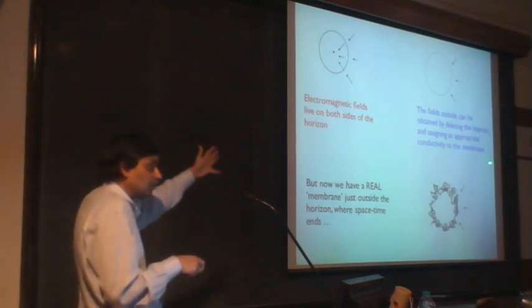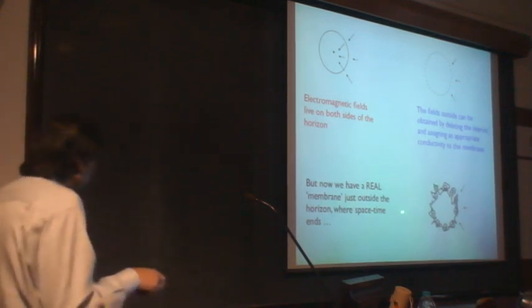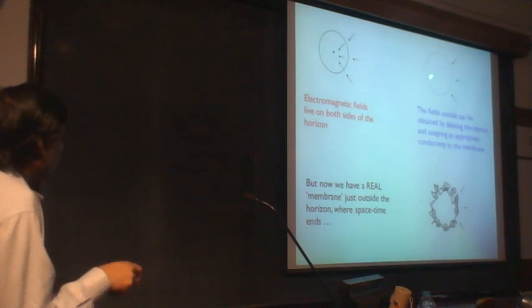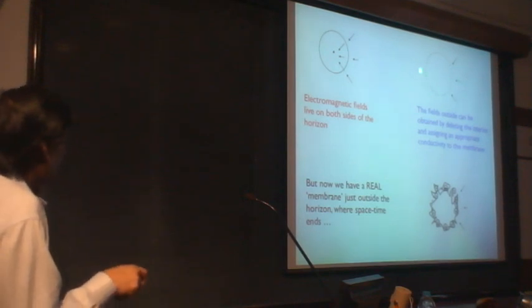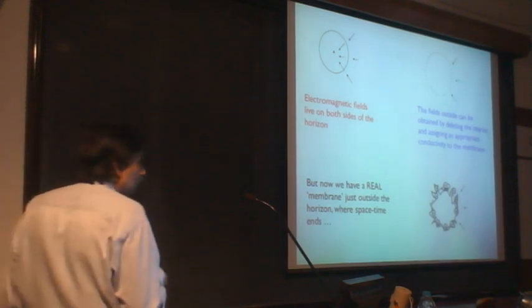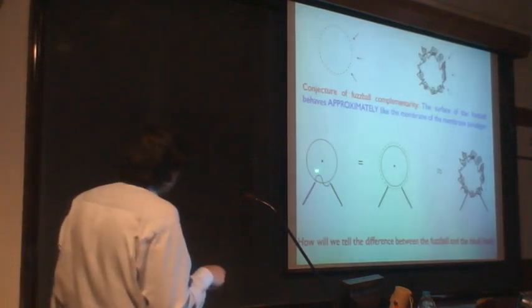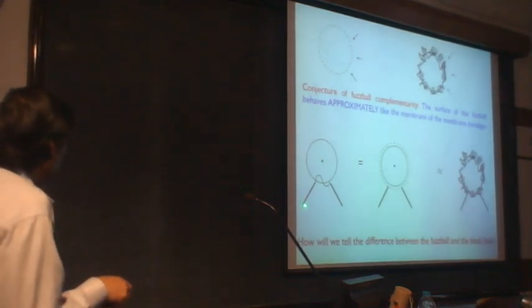The surface of this bound of nothing. And the conjecture now would be that this real membrane has all the same properties, at least approximately, as this membrane of the membrane paradigm. So here's the conjecture of the first bond complementarity as we covered.